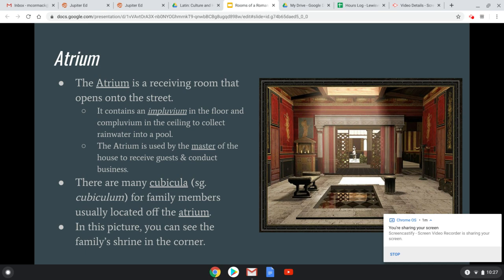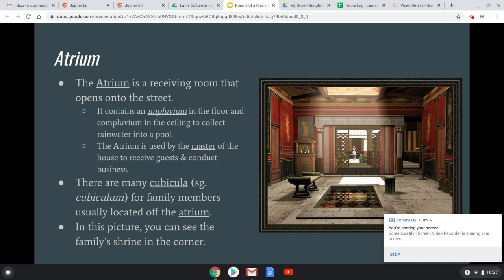The atrium was used mostly by the master of the house to receive guests and conduct business. So, in a wealthy Roman's house or a Roman politician's house, the atrium would be very, very busy, especially in the morning, but throughout the day as well.